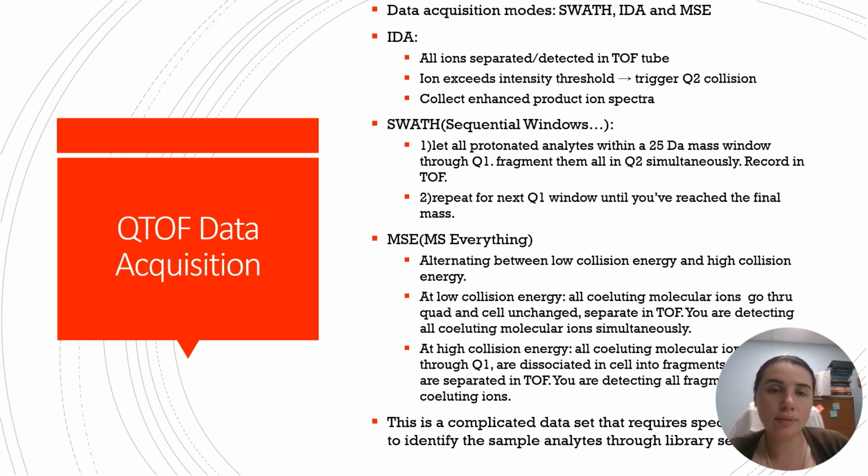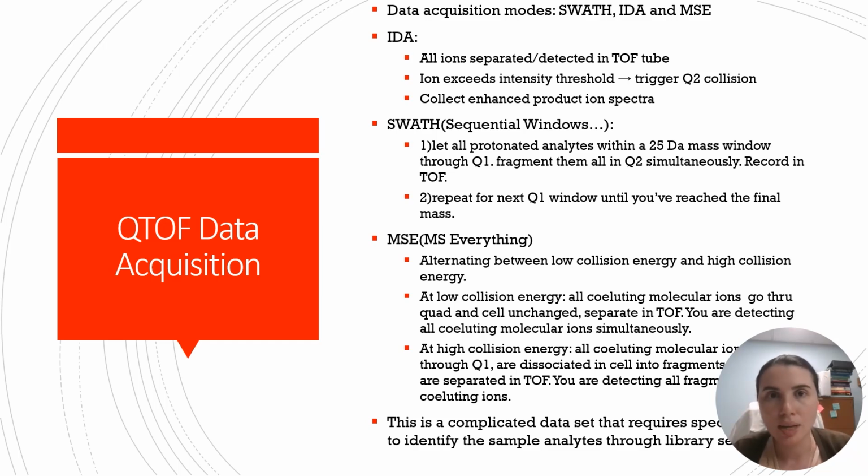A second mode of acquisition is SWATH, sequential windows of acquisition of theoretical fragments, during which you let all protonated analytes within a 25 Dalton mass window through Q1, fragment them all in Q2 simultaneously, record them in the TOF, and then you repeat for the next Q1 window until you've reached the final mass and it's all stitched together by the software.